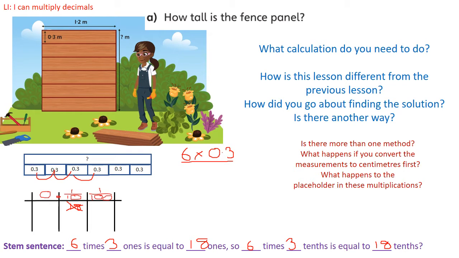But what we can do is we can take our 10 and we can exchange that 10 tenths for 1 whole 1. So then we've got 1 whole 1 and 8 tenths left. So our answer is 6 times 0.3 is 1.8. Don't forget the meters. Remember, we're not measuring elephants or tigers or bananas. We're measuring in meters.